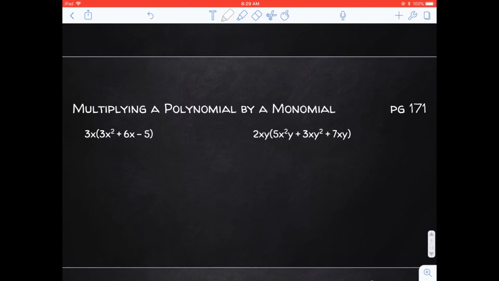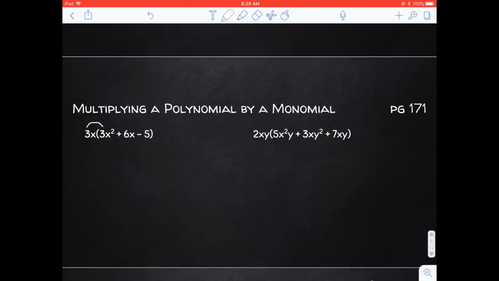Alright, next, multiplying a polynomial by a monomial. So now we're on page 171. We've done a little bit of this when we did the tiles. So we're going to be distributing. On the first one, I'll show you distribution and area model. On the second one, I'll just do distribution, but if you want to do area model, you can do that one as well. So distribution here, again, this is like a monomial.